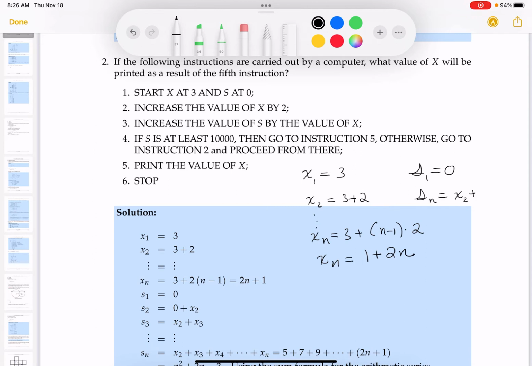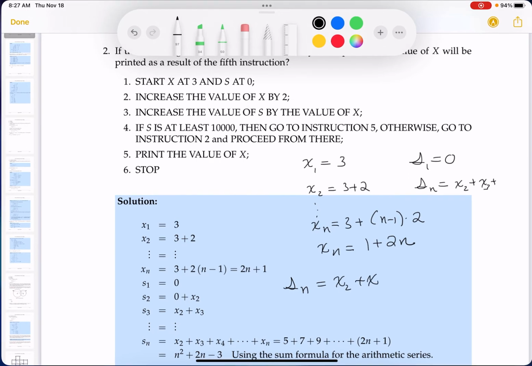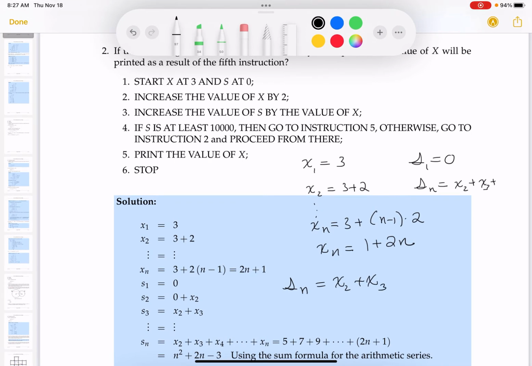And then I'd go x3. All right, and then I'd go x4. Right, let's keep going. All right, let me write this over here. Sn is going to be x2 plus x3. But again, I don't know when this is going to end. This could be endless, an endless loop, so to speak.